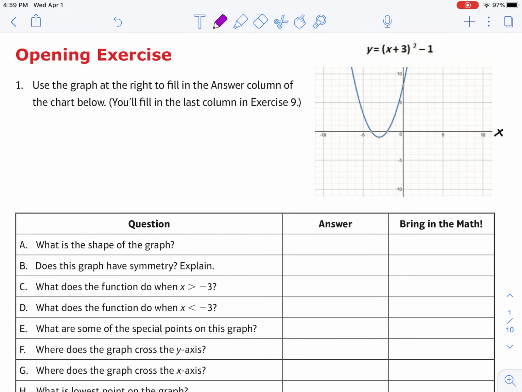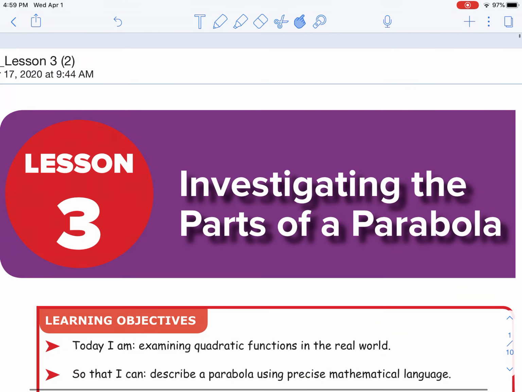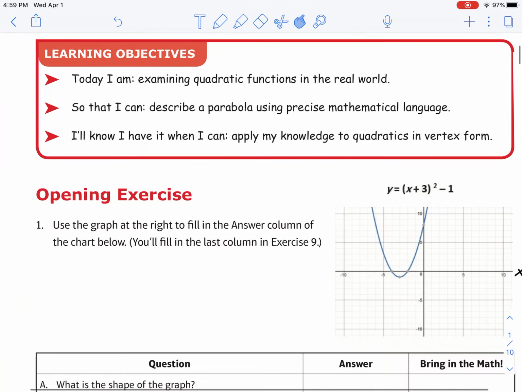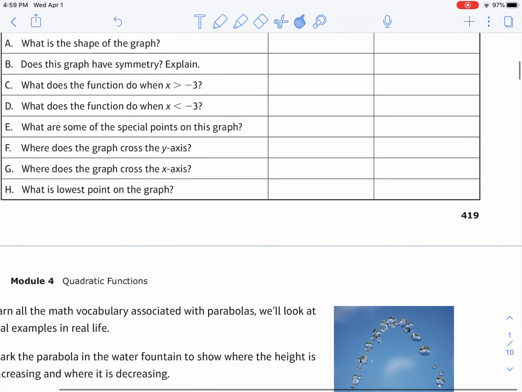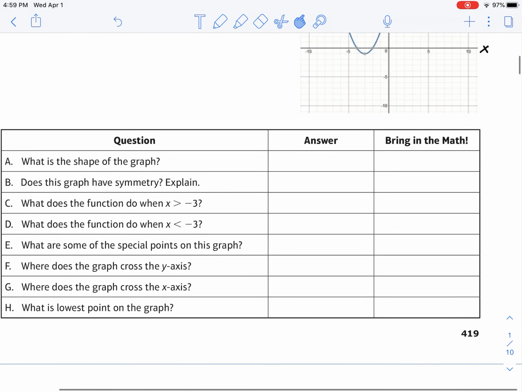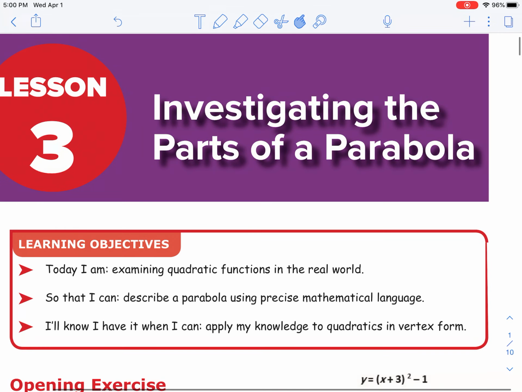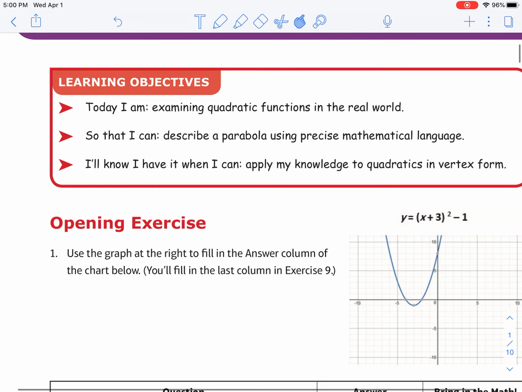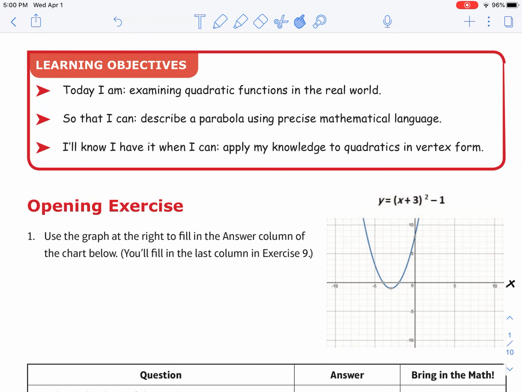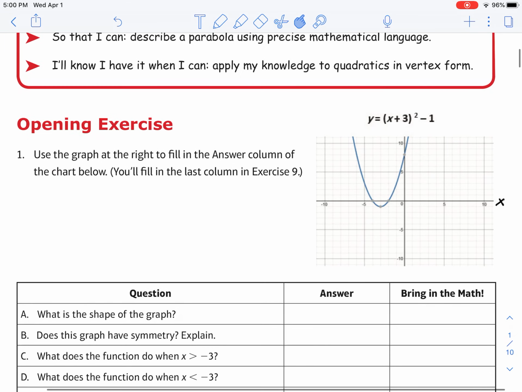Okay, algebra. So I'm going over the same thing that the Khan Academy goes over. I am looking at page 419. It starts out saying lesson 3, investigating parts of the parabola. This is the page I'm on. It should be the start of one of your packets you made.